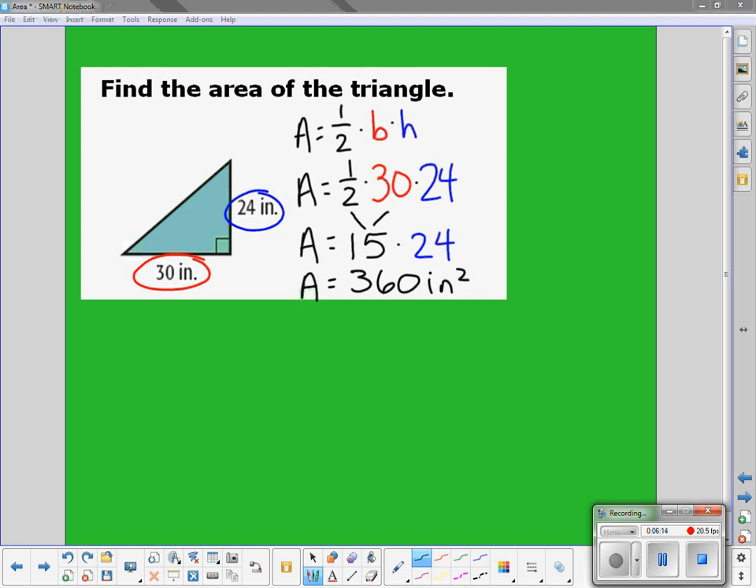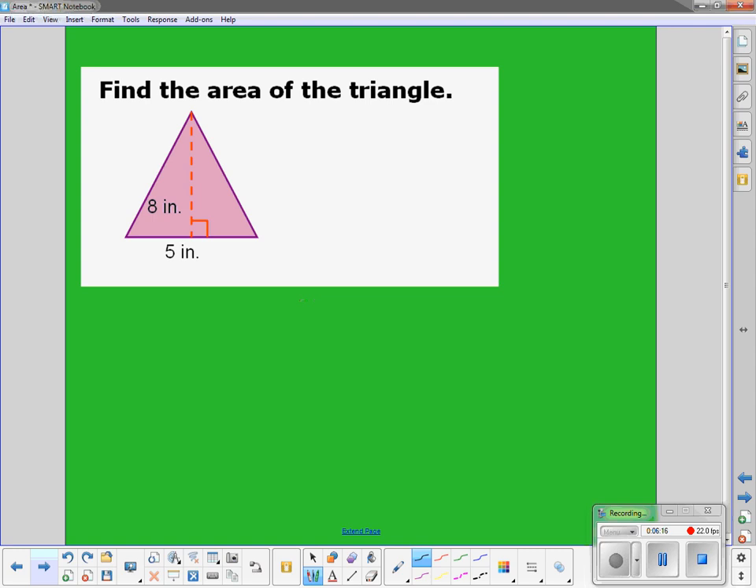And here will be our final example. Again, it's a triangle and we're finding the area, so we will use A equals 1/2 times base times height. A equals 1/2 times, in this case, the base is 5, times the height, which is 8.